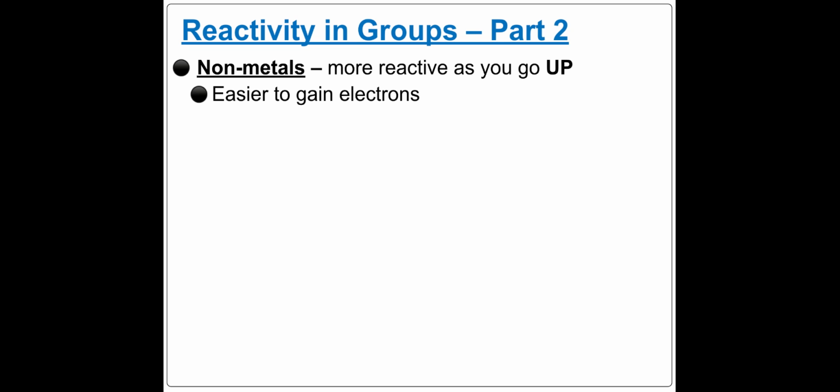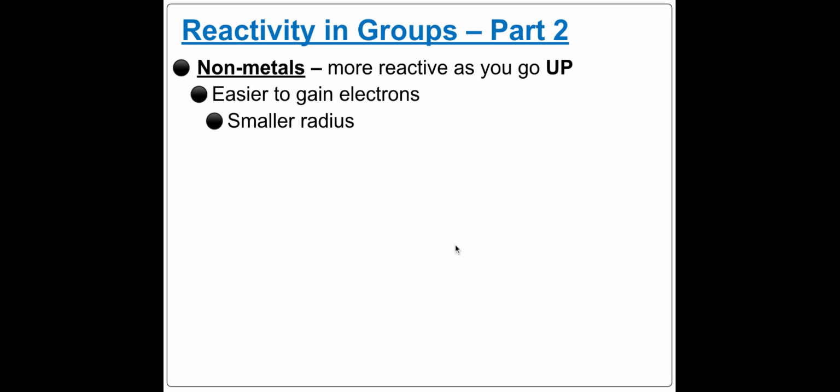So for nonmetals, the nonmetals get more reactive as they go up a group instead of going down, because nonmetals want electrons. So as you go up the group, it's easier to gain those electrons. The easier it is to gain those electrons, the more they're going to react. So why is it easier to gain those electrons?